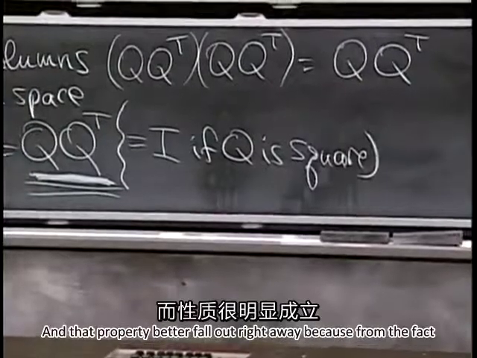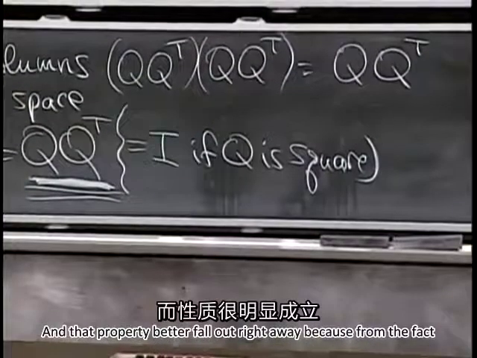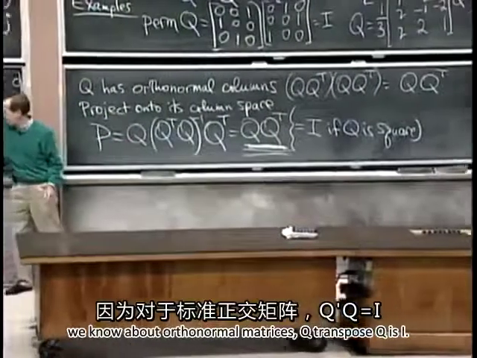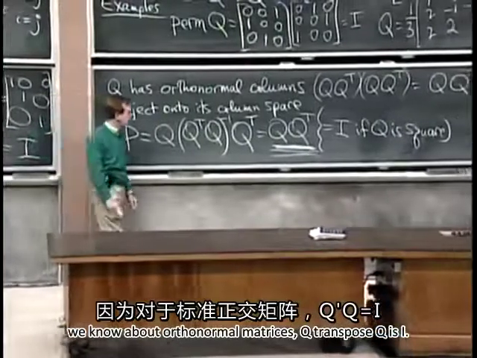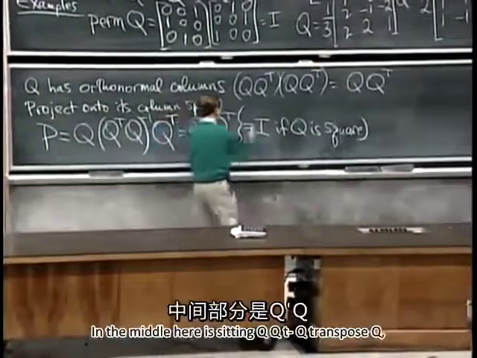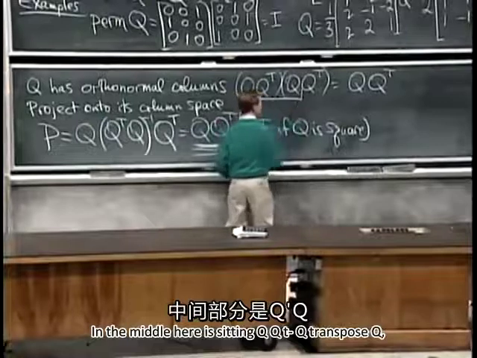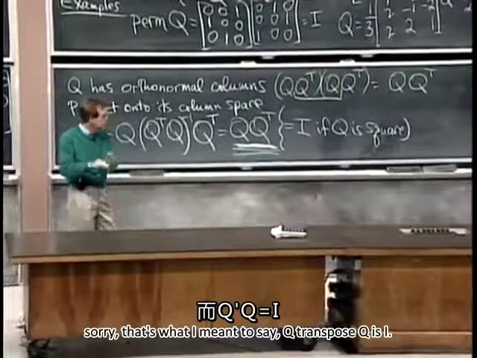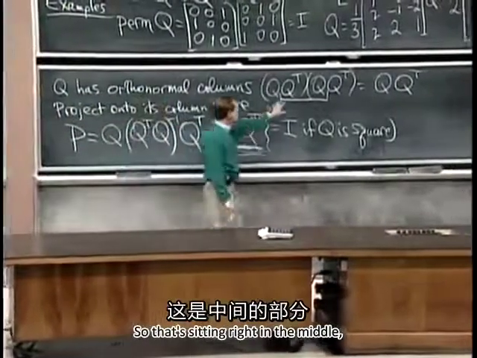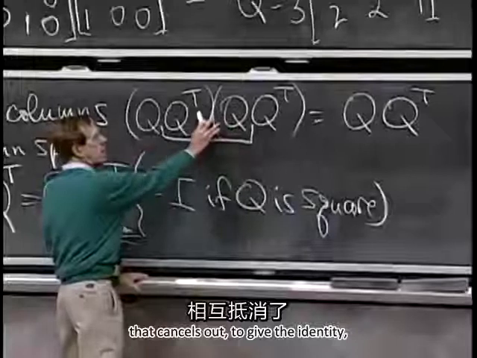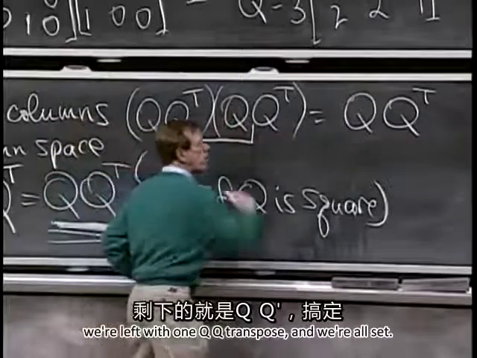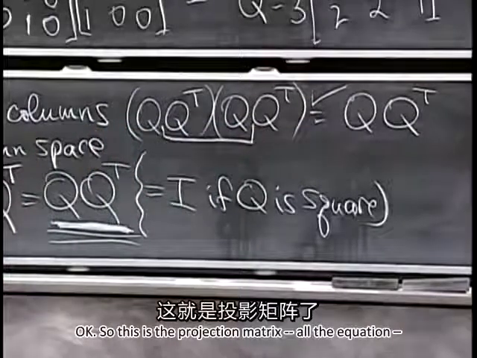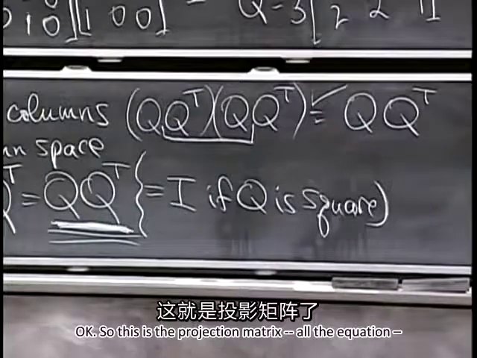And that property better fall out right away, because from the fact we know about orthonormal matrices, Q transpose Q is I. Okay, you see it. In the middle here is sitting Q transpose Q. Sorry, that's what I meant to say. Q transpose Q is I. So that's sitting right in the middle. That cancels out to give the identity. We're left with one Q transpose, and we're all set. Okay. So this is the projection matrix.